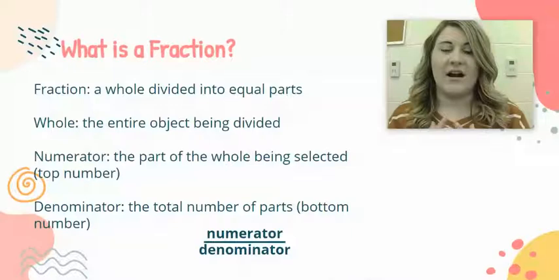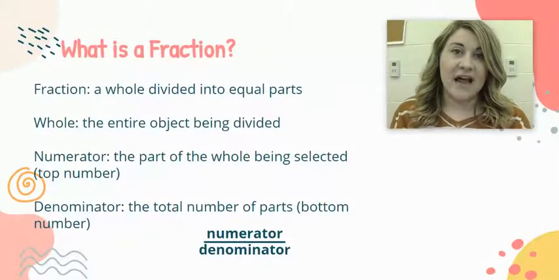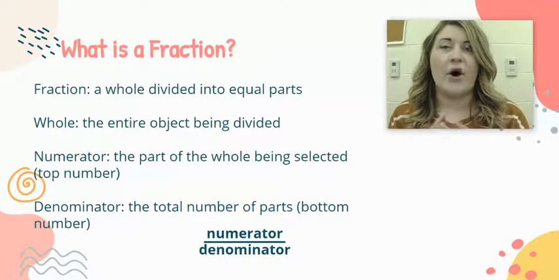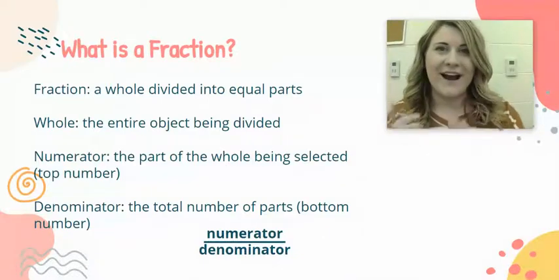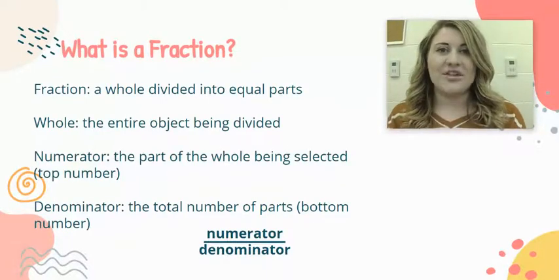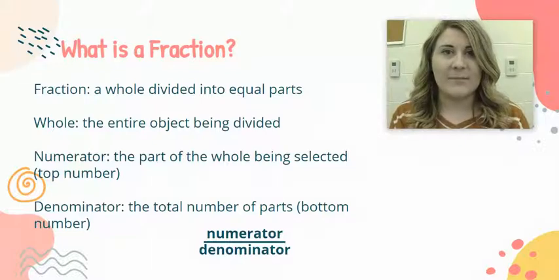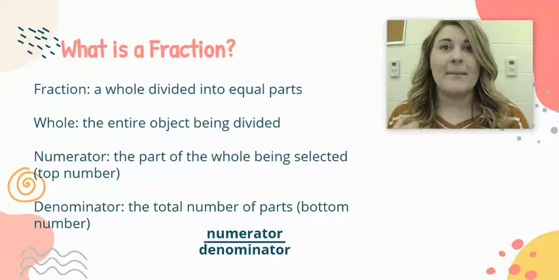These things are very different. The denominator is the total number of pieces that we have divided that object or number into. So let's say we have a whole apple pie, and we're going to cut it up into pieces. I want to share it with 8 people, so I'm going to cut it into 8 equal slices. That would be my bottom number, my denominator, because that is the total of how many pieces I divided it into. My numerator is how many pieces are missing or have been shaded in.